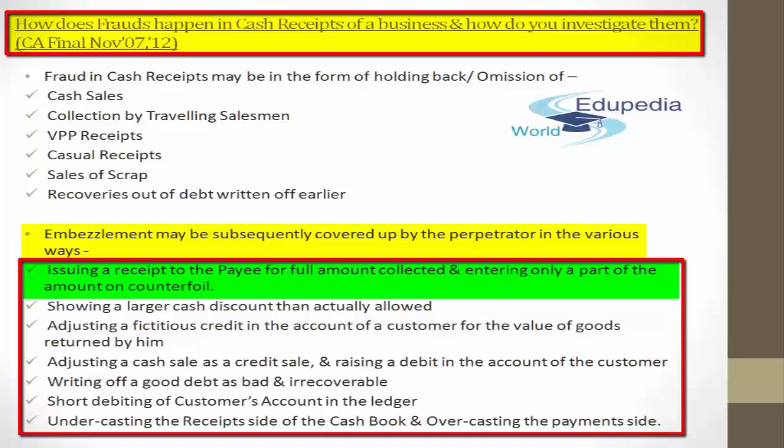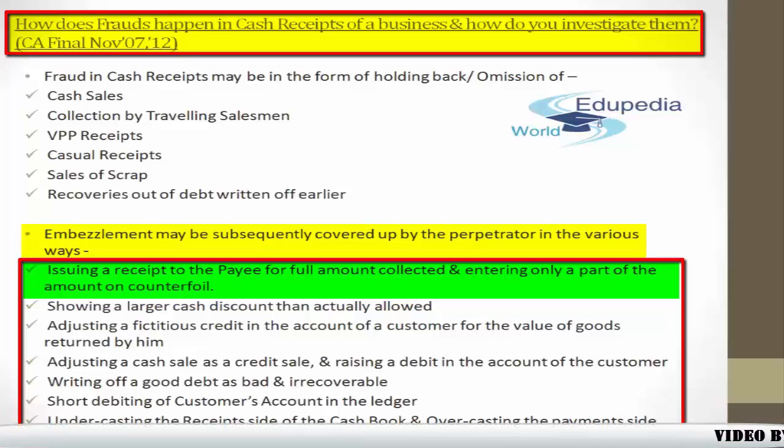Now, this will record and reflect that Ram is still liable to pay 50,000, but actually Ram is not liable to provide you anything. Why? Because he has actually delivered the complete consideration. So, number one, embezzlement can be done in that case.